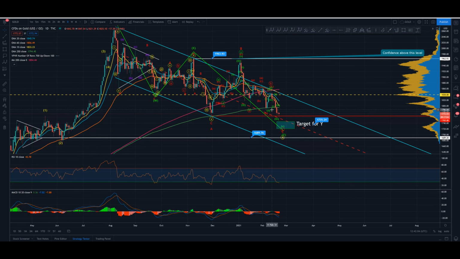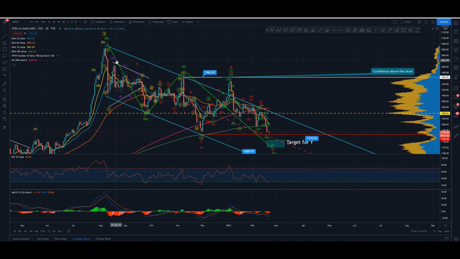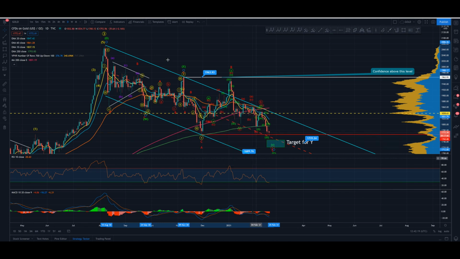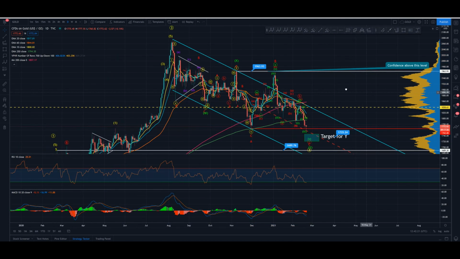So I do have a different count which puts the primary 1 lower, but this is the count I'm working with at the moment. I may have to go back and look at the way we've gotten up here, but I've spent so much time focused on the correction itself, as this is the part I think is essential we get right.